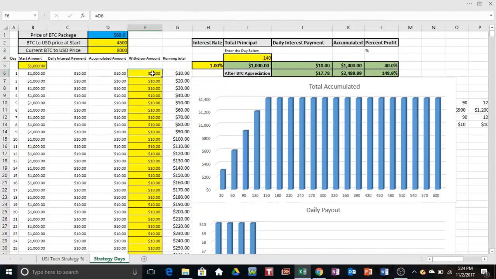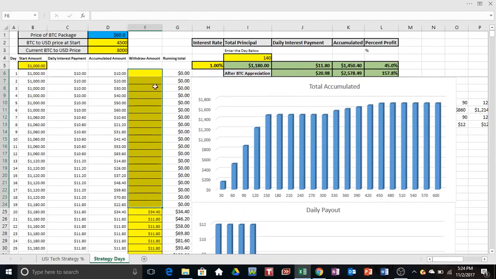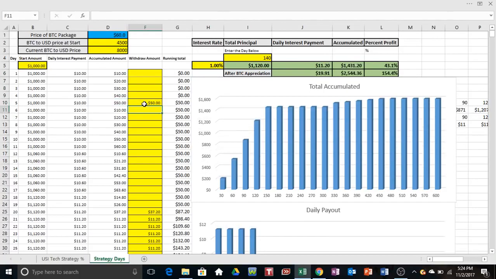Now, let's say you don't want to withdraw every day. You want to do a different reinvestment strategy. Let's say you want to withdraw every 5 days, or essentially every Friday, or every Monday or every Tuesday, something like that. So all you got to do is select the box of the day that you want to withdraw. So here's the 15th day. That would be like the third Friday. So I want to withdraw there.